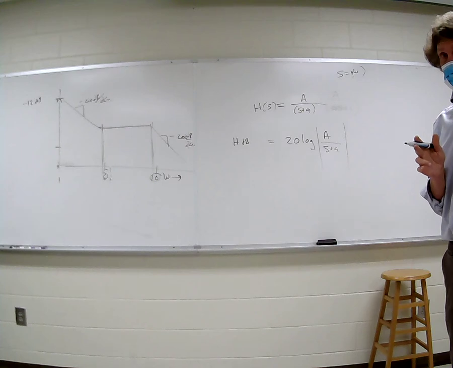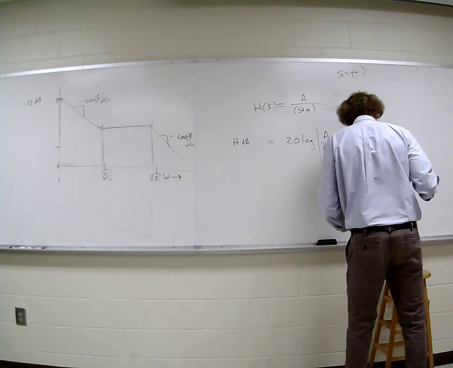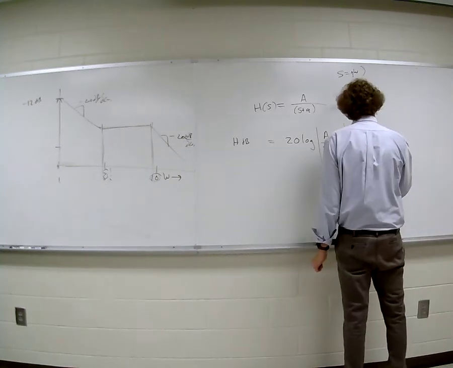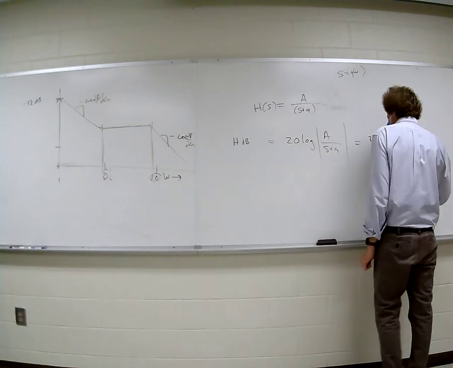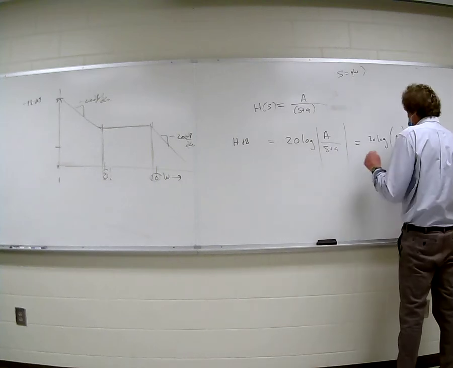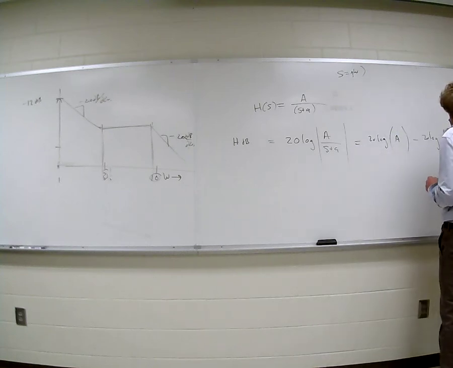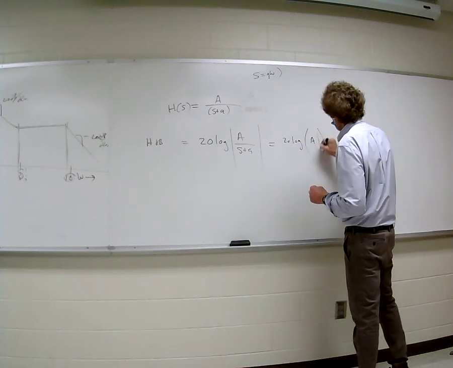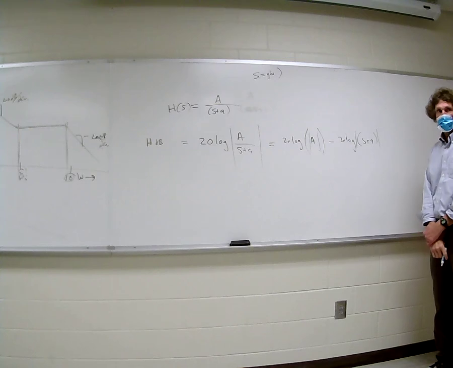Follow me on this, guys? So when we have this, if you have a log, you can break it up. Log A times B is log A minus log B. So I can say this is really 20 times the log of A minus 20 times the log of S plus A. Now, I didn't put the absolute value here, but you should do that too. You all agree with me?